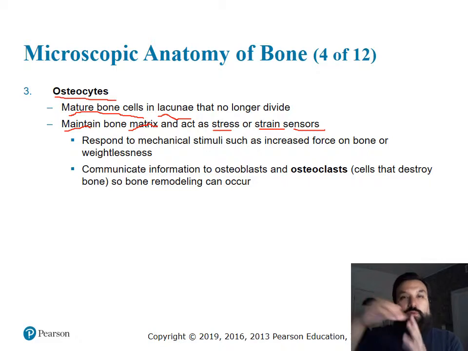They understand that this part of the bone is feeling more stress than another area. And what they do is they communicate with osteoblasts and osteoclasts to help build more bone in that area, to basically reinforce that area because of the extra stress.